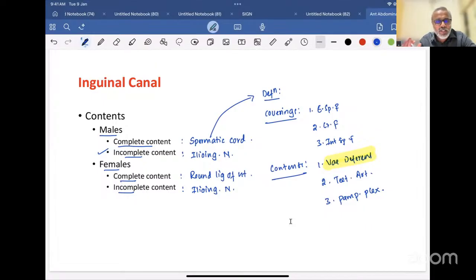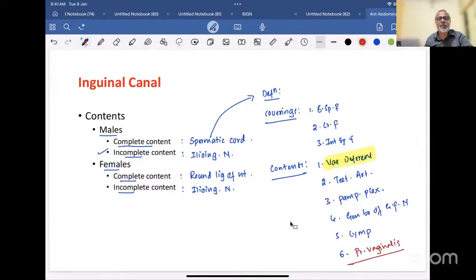Are we clear? So one more important structure that most of us would miss is the genital branch of genitofemoral nerve. Then we can add lymphatics, and one more structure most of us forget is remnants of processus vaginalis. Right. So these are the structures we can mention as the contents of the spermatic cord.